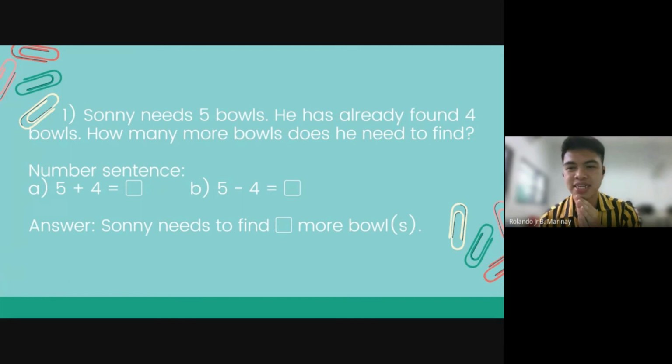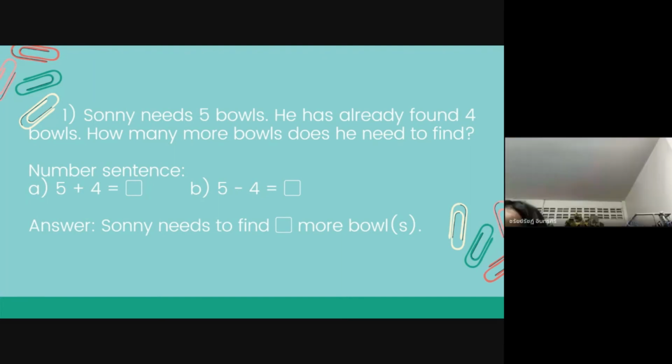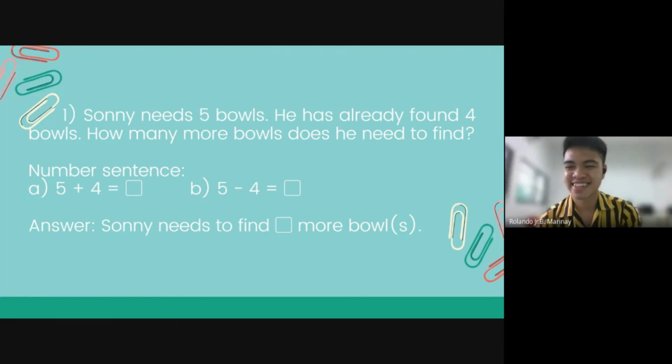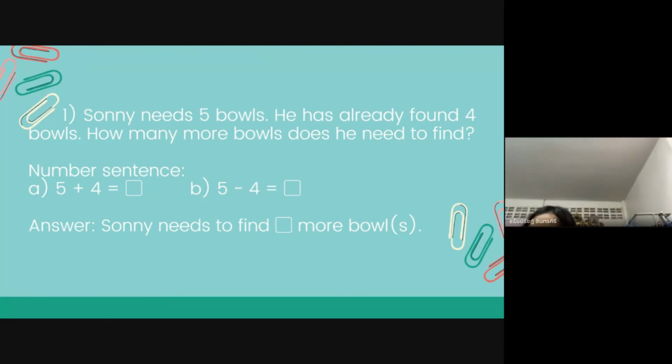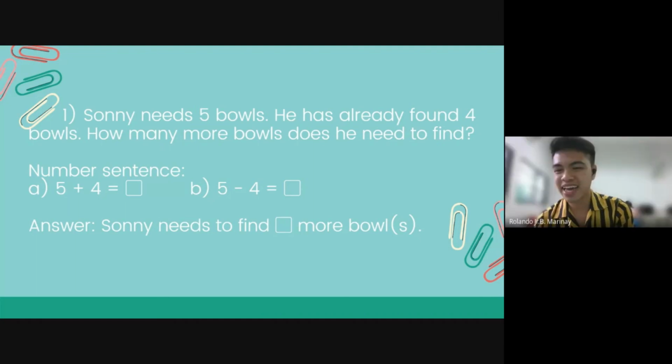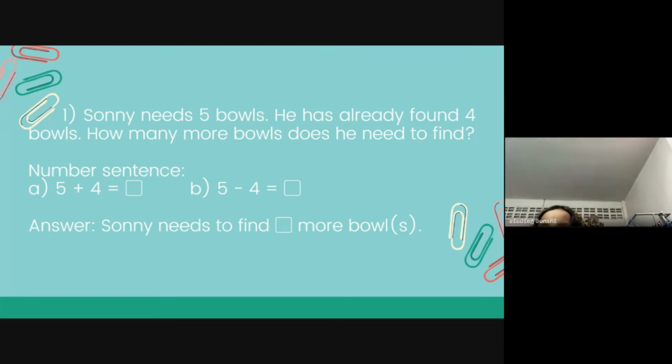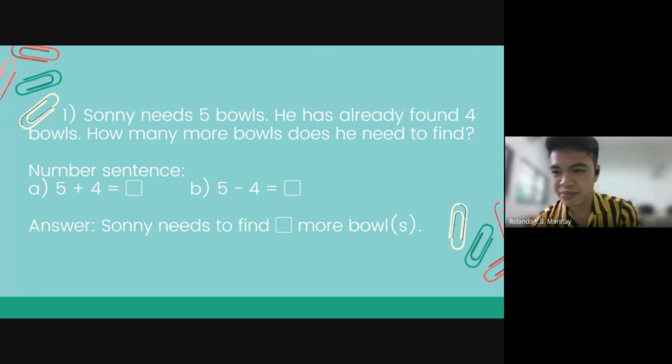When you're finished, raise your hand or press the raise hand button. Wow, good job. Okay, I think everybody's finished.